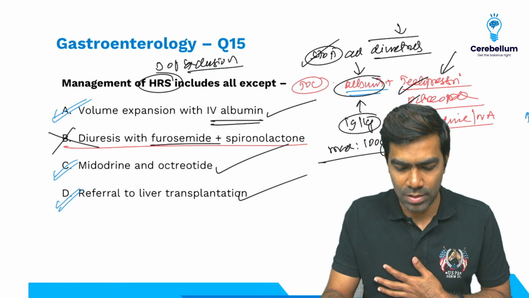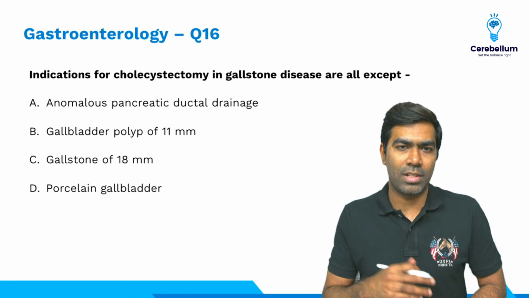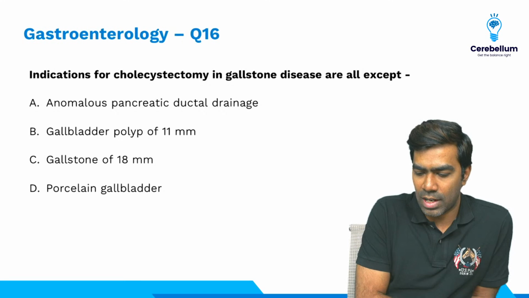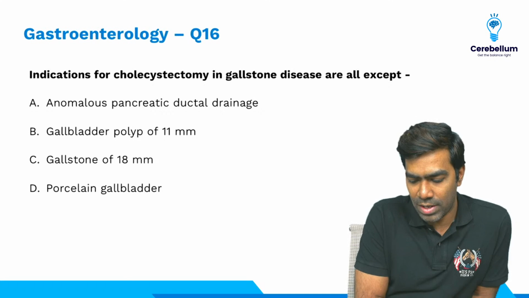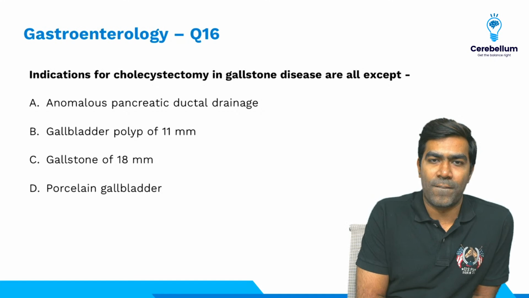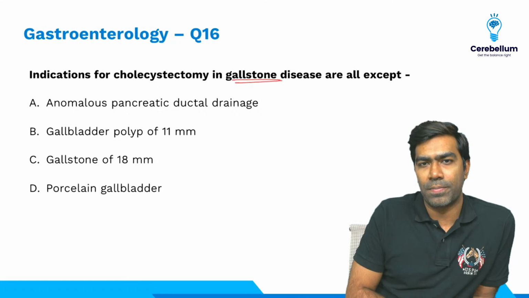Okay, indications for cholecystectomy. That's coming to the surgical zone. It's an easy one. So 5 questions we'll just get through faster. Indications for cholecystectomy in gallstone disease are all except: anomalous pancreatic duct drainage, gallbladder polyp of 11 mm, gallstone of 18 mm, and porcelain gallbladder. So remember, gallstones will be operated only if the patient is symptomatic, number one. If it's asymptomatic, what are the areas where you can operate?